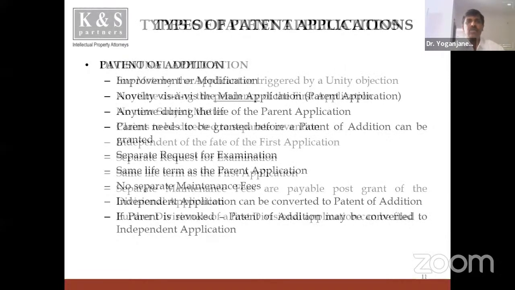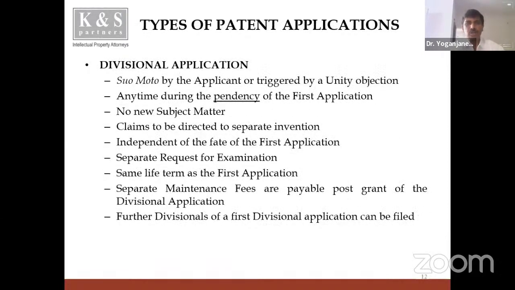Next we will see about the divisional application. Suo motu by the applicant, or triggered by a unity objection, a divisional application is filed. Under what criteria will a divisional application be filed? Let us try to understand. We can file only one invention in one patent application. We cannot file multiple inventions in one single application.